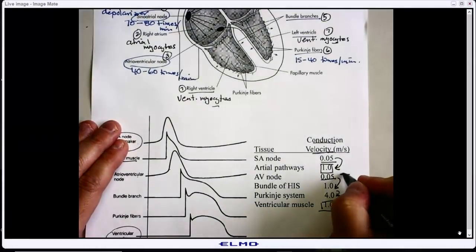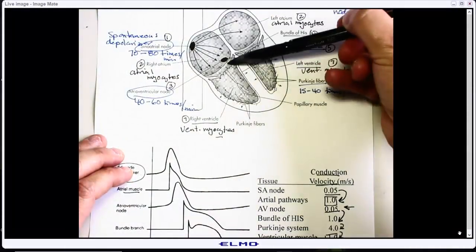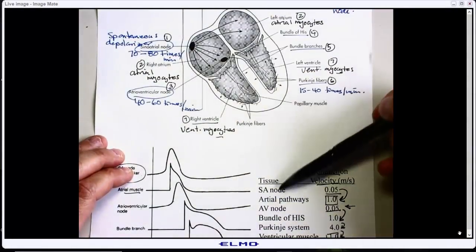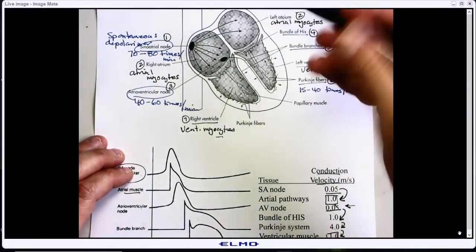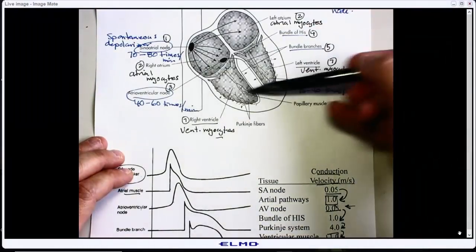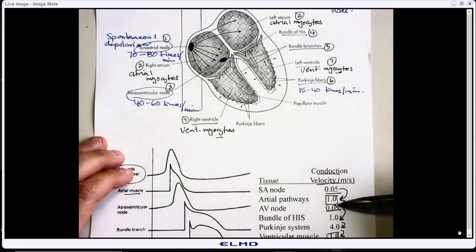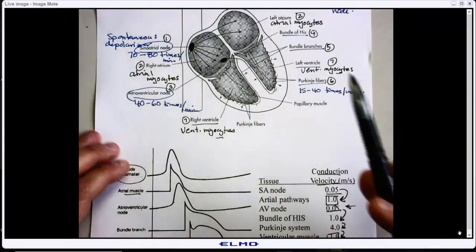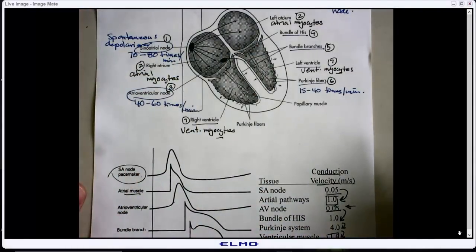Interesting, we slow the action potential down a little bit at the level of the AV node here. And the thought here is the action potential slows down just a little bit so that the atria can contract before the ventricles contract. If it wasn't slowed down, the thinking is the whole heart would contract as one unit because of how quickly it's going, meters per second here.